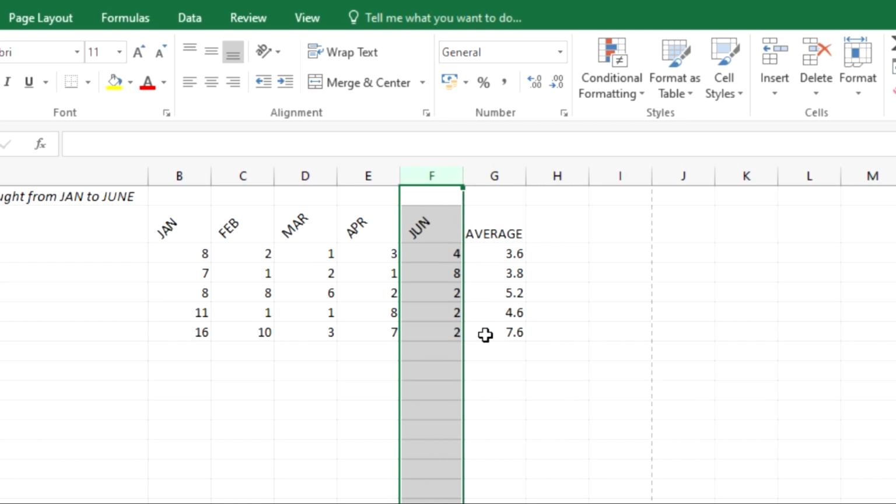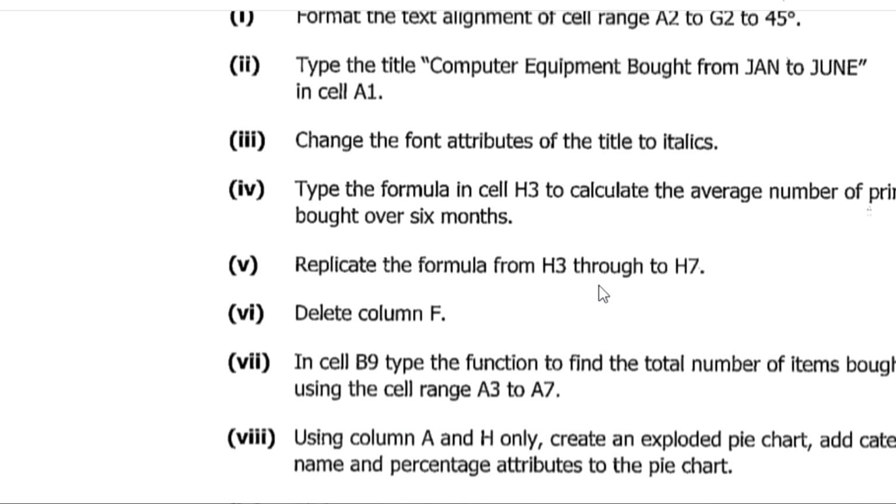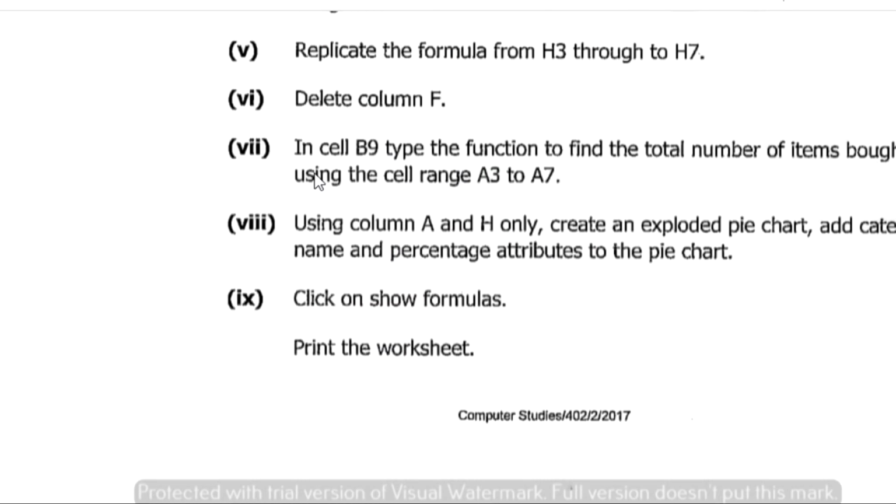So we have deleted the column, and now we are left with January, February, March, April, and we have skipped May because we have deleted it. We're now just left with 5 months, so 1 mark for that. So let us go to the next part of the question.